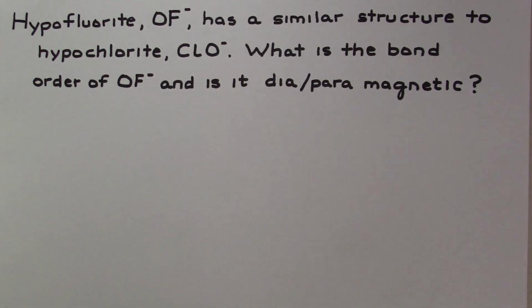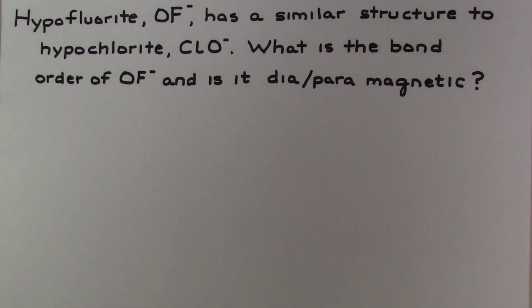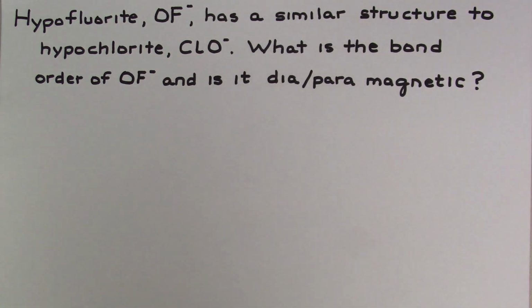In this week's video, we will be talking about molecular orbital theory of heteroatom molecules. Heteroatom meaning two different types of atoms. First problem will be hypofluorite, OF-, has a similar structure to hypochlorite, ClO-. What is the bond order of hypofluorite, and is it diamagnetic or paramagnetic?